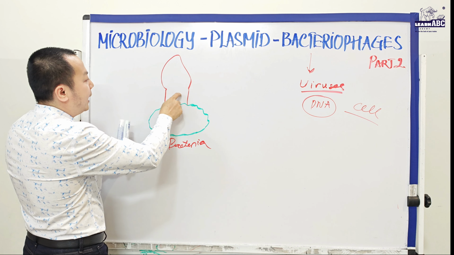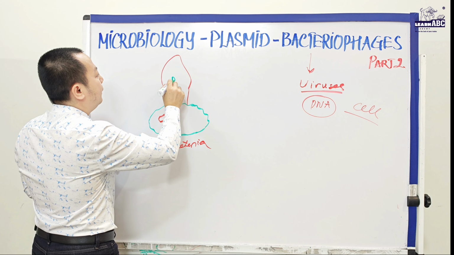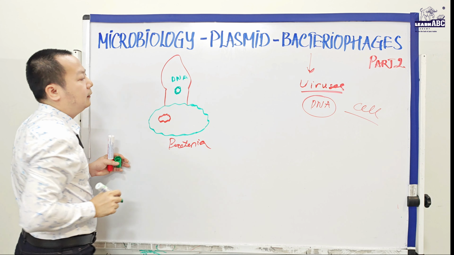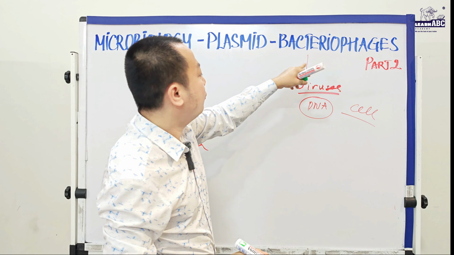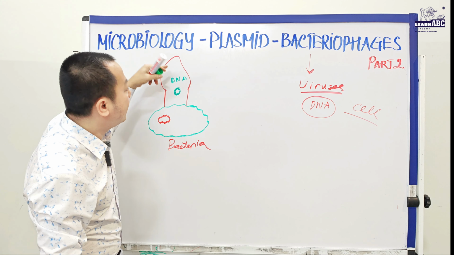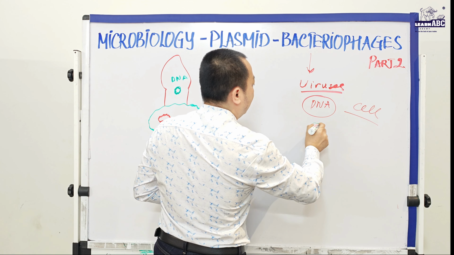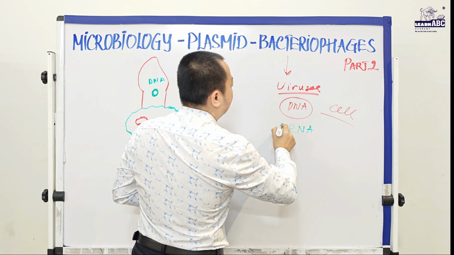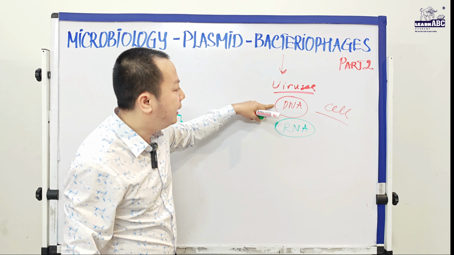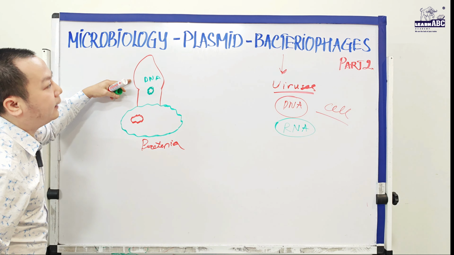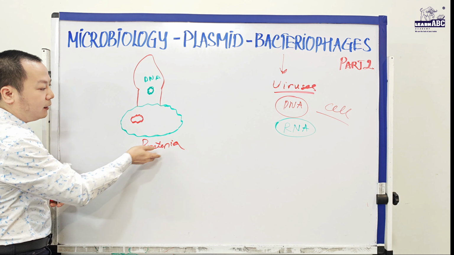Remember, the bacteria also has DNA. This bacteriophage is one type of virus, and it has DNA. Remember, a virus has either DNA or RNA. A virus doesn't have DNA and RNA together; it has only DNA or RNA. Now the bacteriophage has DNA, and when it has a chance, it attaches to this bacteria.